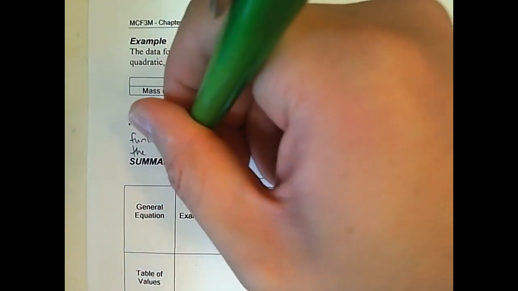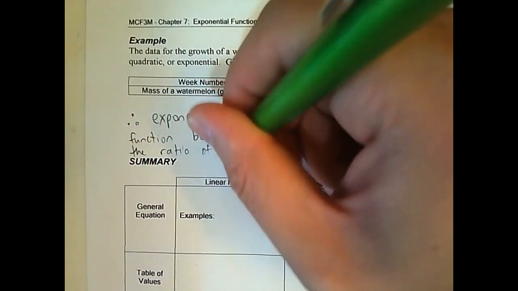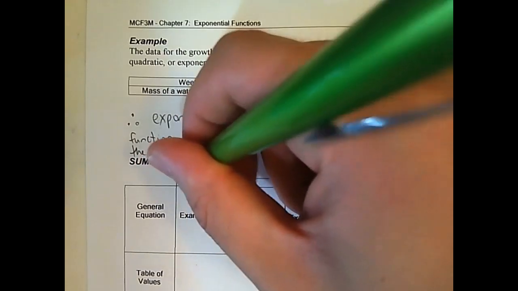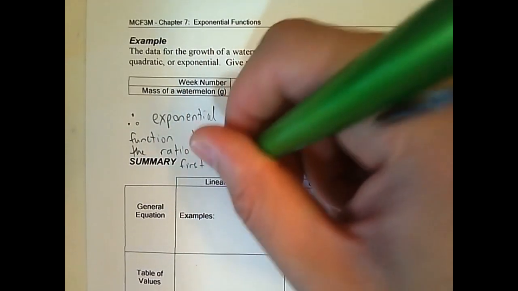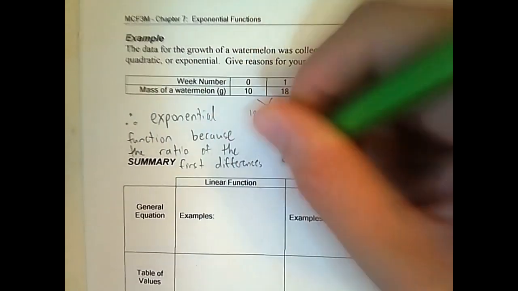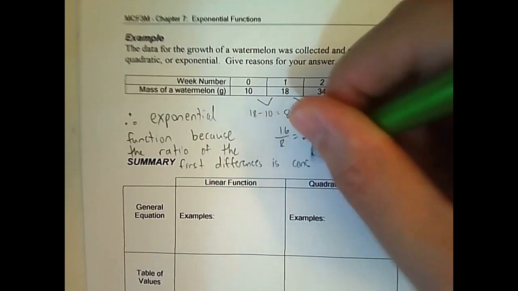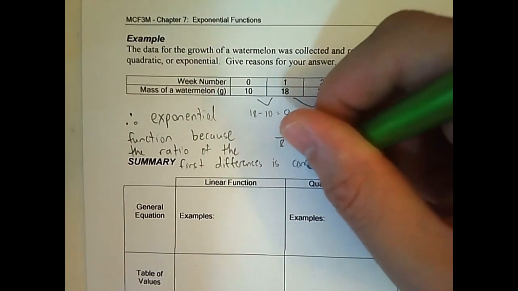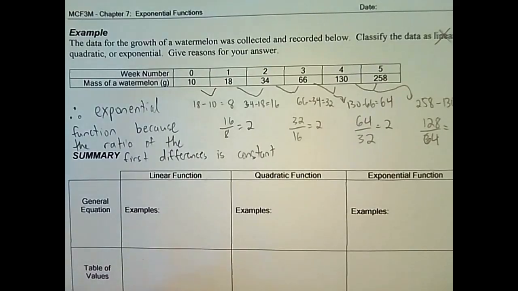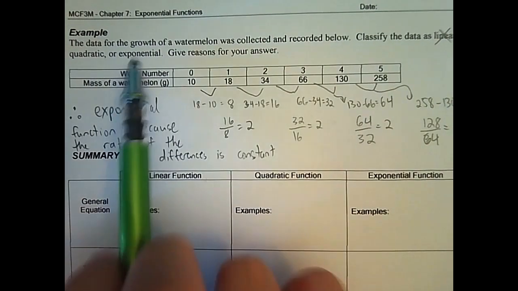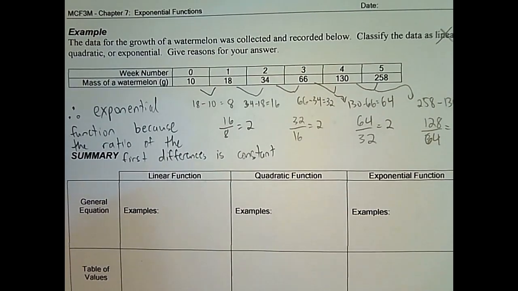because the ratio of the first differences is constant. So with a table of values, linear relations are first differences, quadratic is second differences, and exponential is the ratio dividing the first differences. And if they're constant, then that's got to be an exponential function.